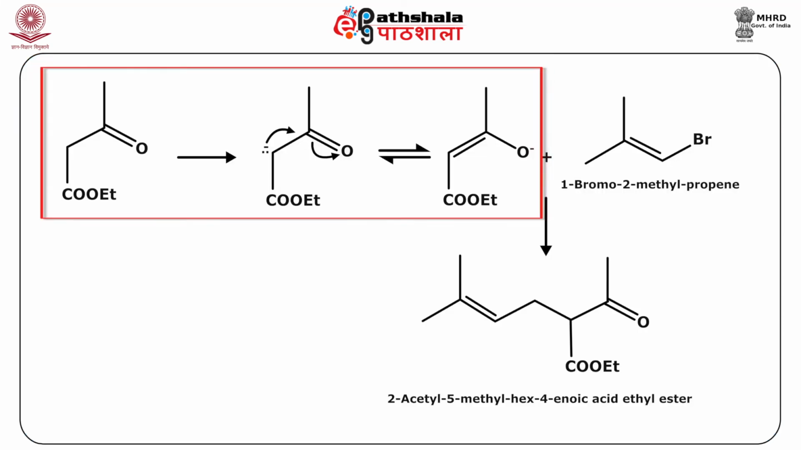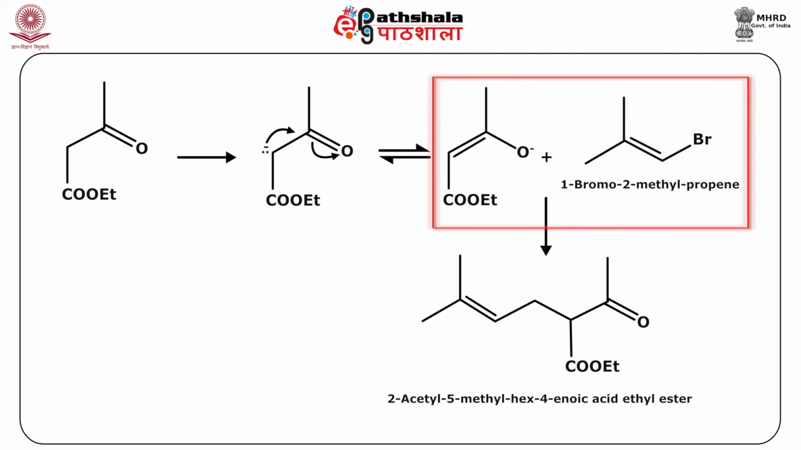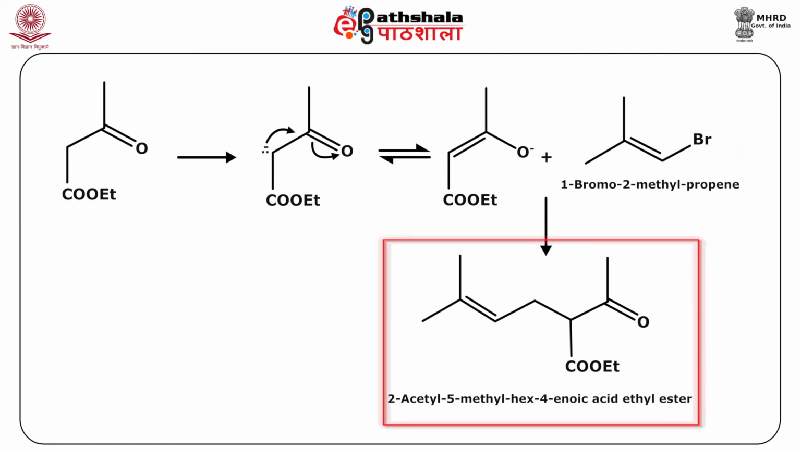Ethyl acetoacetate on reaction with the base forms the corresponding enolate anion, which is resonance stabilized. In the presence of a base, the anion is generated, which undergoes resonance to form the enolate anion, which gets condensed with 1-bromo-2-methylpropene, forming the desired product.